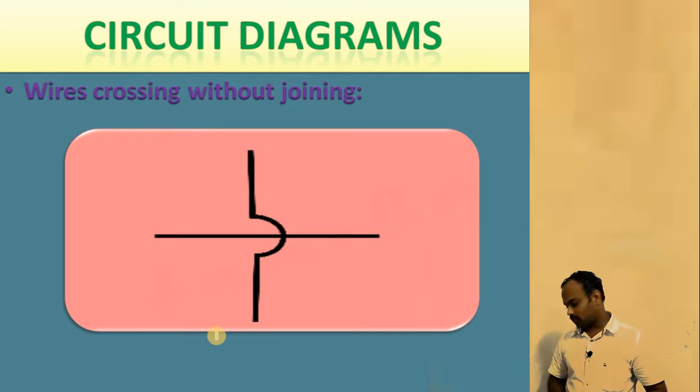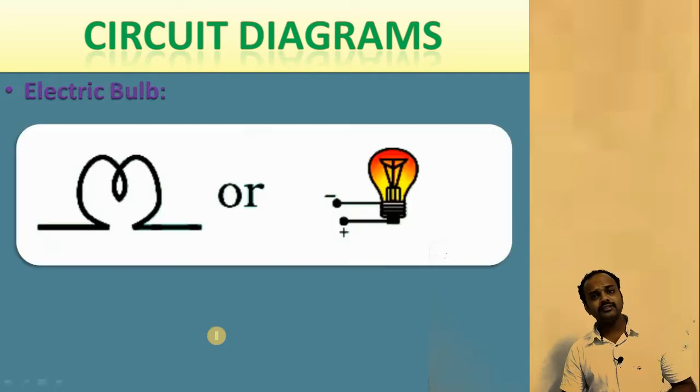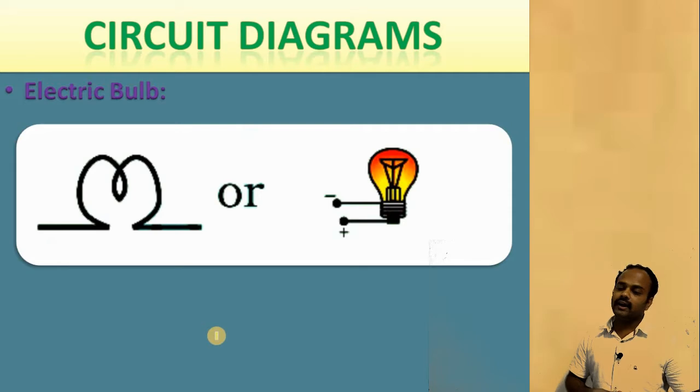Next is the bulb, a symbol of an electric bulb. We have two symbols here. You can draw any one. Better go with the left one.